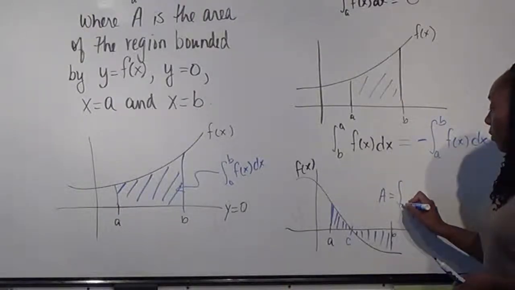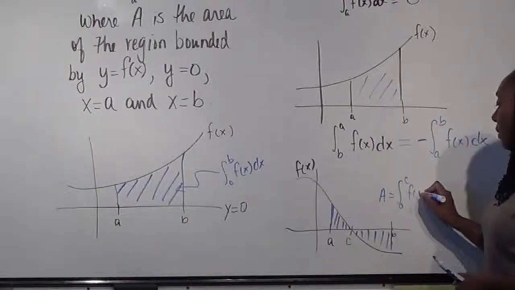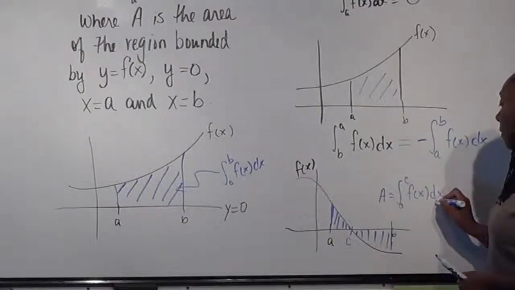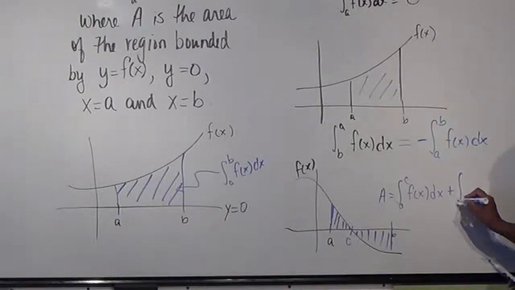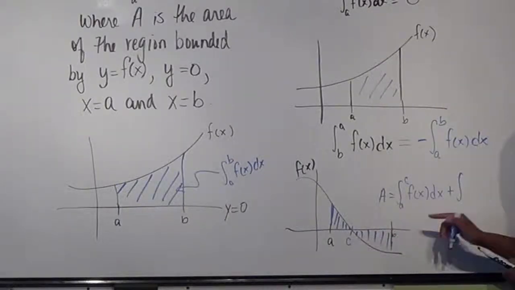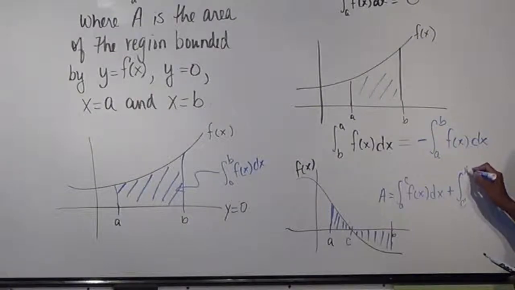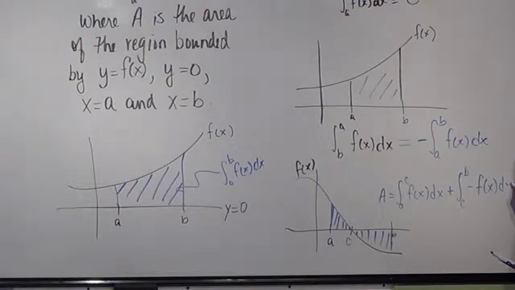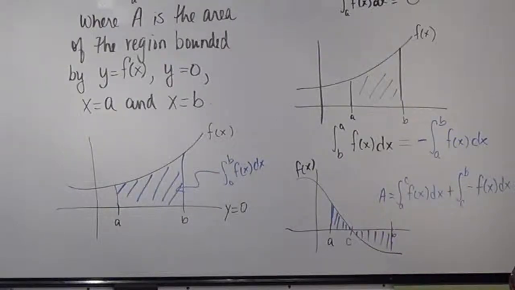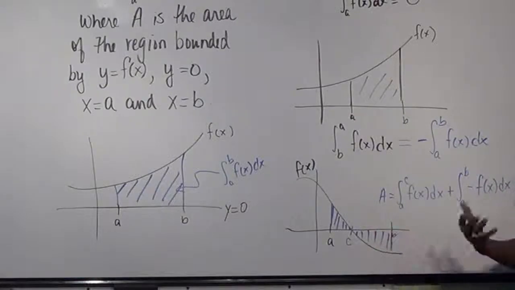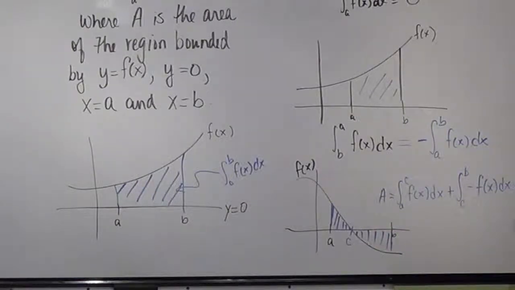It's going to be the integral from a to c of f of x dx plus the integral from c to b of negative f of x dx. And this is what's going to help us take care of regions that are below the x-axis. So I can still find the area, and the area, obviously an area in general, is always positive.